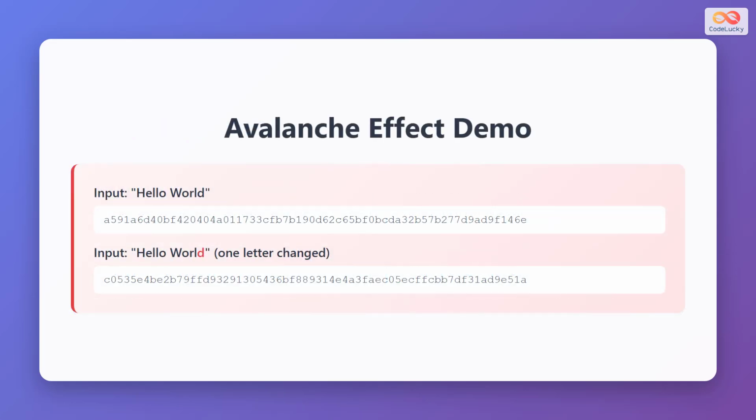Here's a demonstration of the avalanche effect. Look at these 2 inputs. The first is hello world, and the second is hello world, with just the last letter changed from lowercase d to uppercase D. Notice how the hash values are completely different. This tiny 1-character change has produced an entirely different hash output. This property makes hash functions excellent for detecting even the smallest modifications to data.